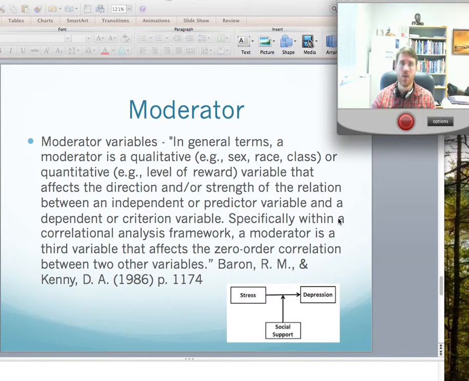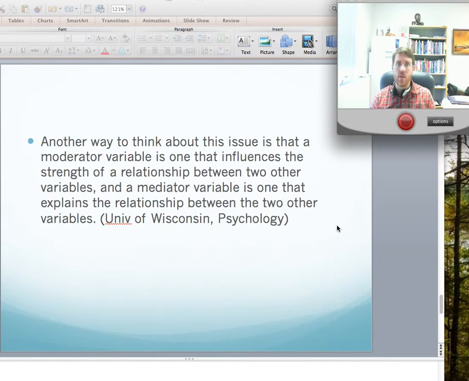And so the amount of social support given can increase or decrease the depression of an individual who has stress. Another way to think about these two issues is that the moderator really influences the strength of the relationship, and the mediator is one that explains the relationship. In my background as a science teacher, think of a catalyst. The catalyst can speed up the reaction time for two components. The moderator really influences the strength of that relationship, but it's not essential. It doesn't have to be there. A relationship can occur without it. The mediator explains the relationship between two other variables.